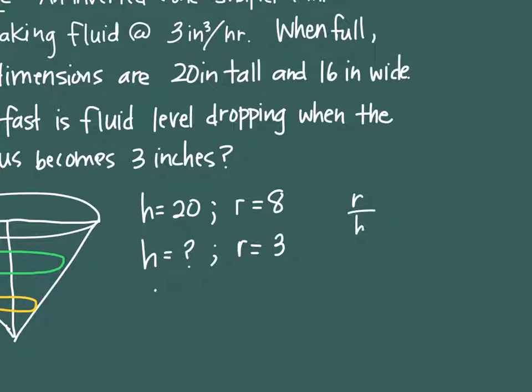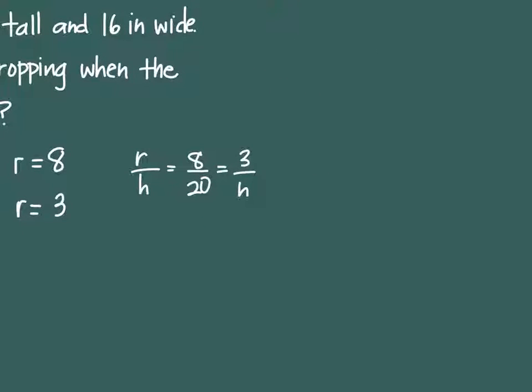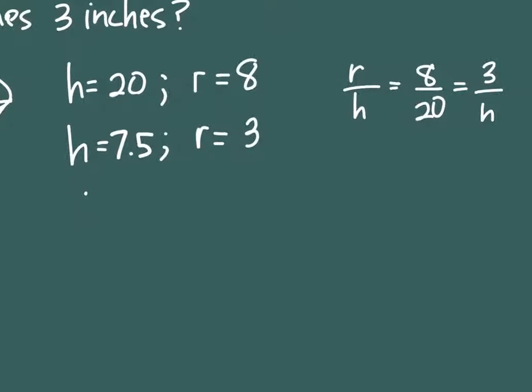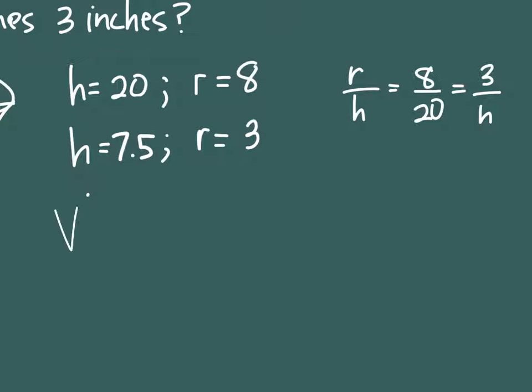We should be able to do a quick little algebra. So R to H is going to be 8 to 20 compared to 3 to H. We can cross multiply and reduce. So 8H is 60, so H is going to be 60 divided by 8, which is 15 over 2, which is 7.5. So geometrically, we can figure out the value that we are not given. Also geometrically, we know that the volume of a cone is 1/3 pi r squared h.